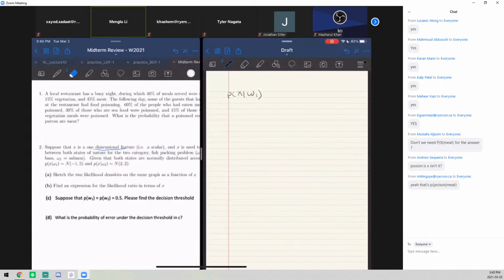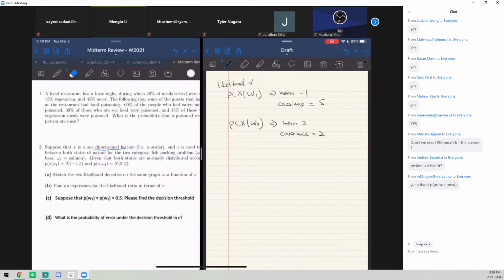The likelihood for class 1 has a mean of -1 and a variance of 5. The likelihood for class 2 has a mean of 2 and a variance of 2. That's given to us; the likelihoods are already given.